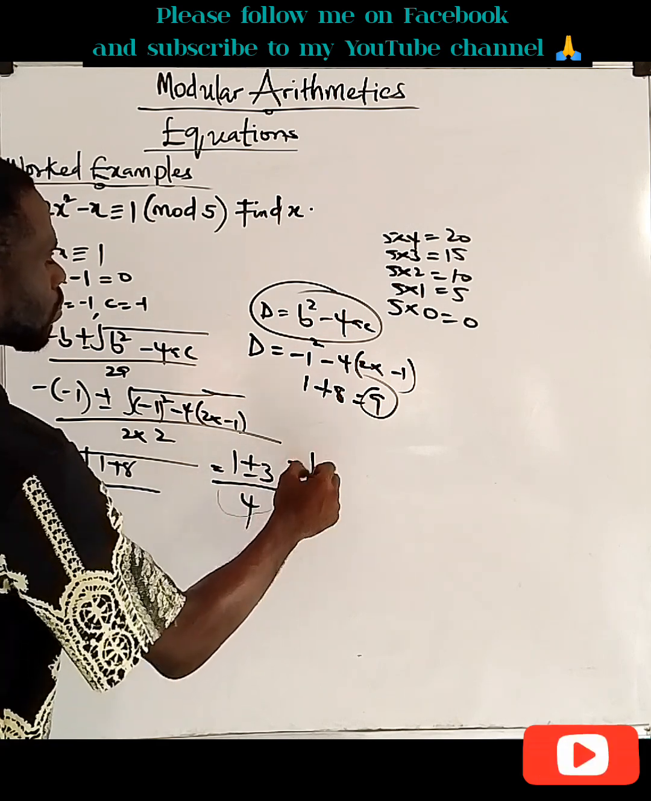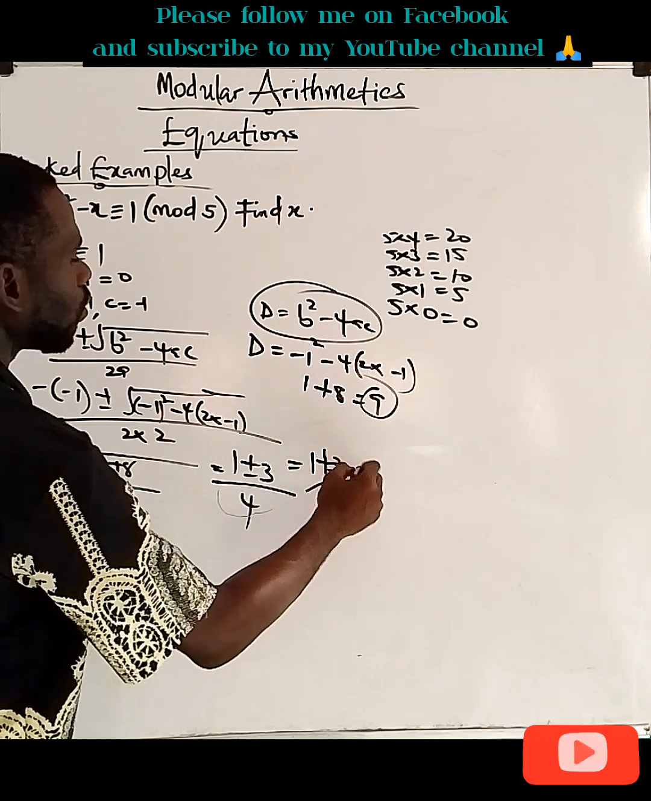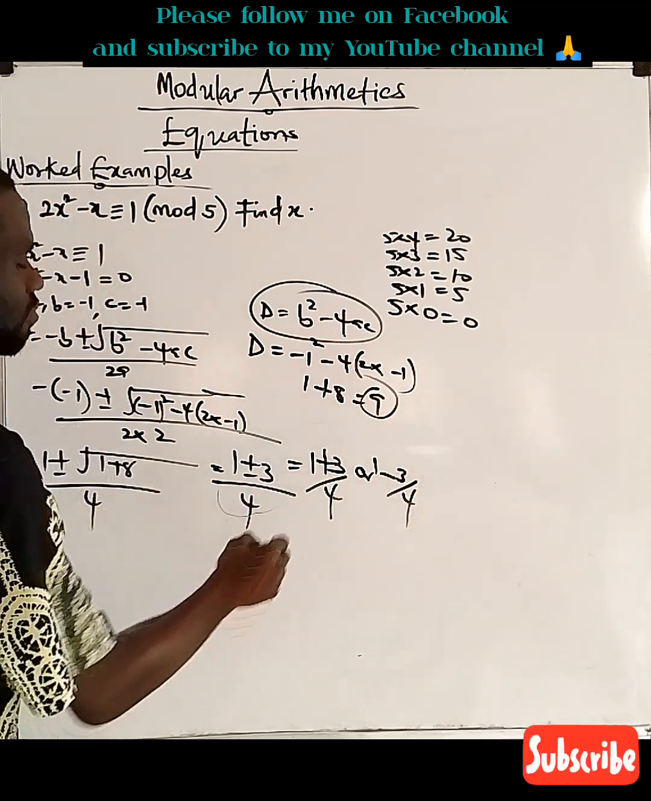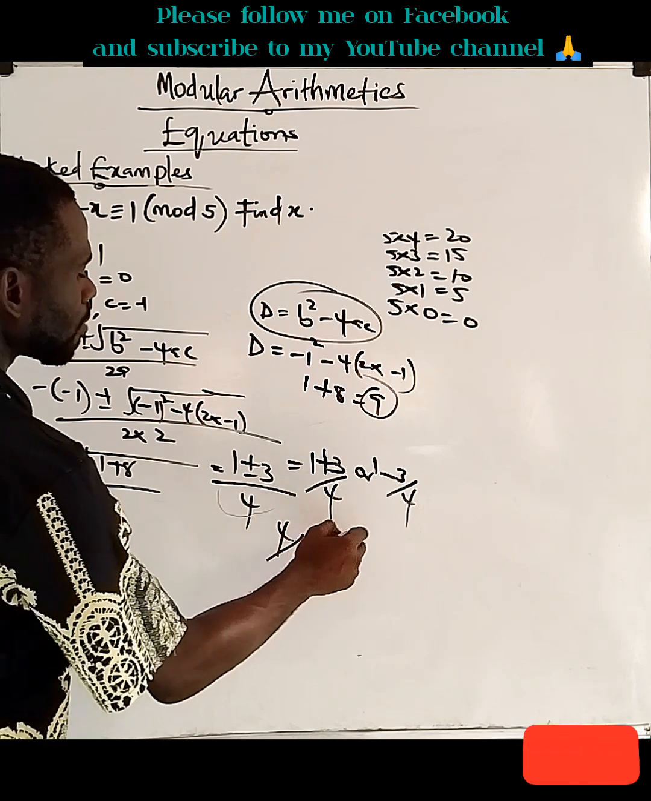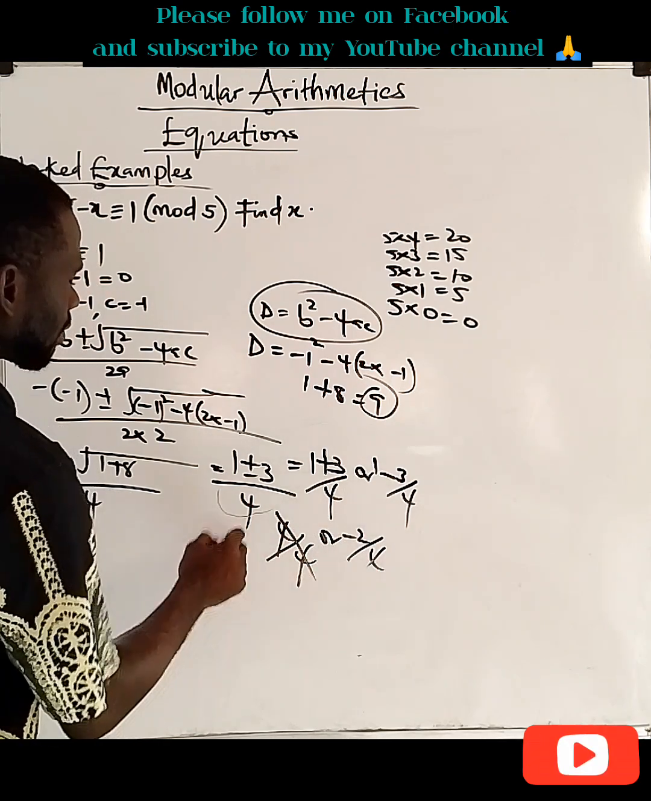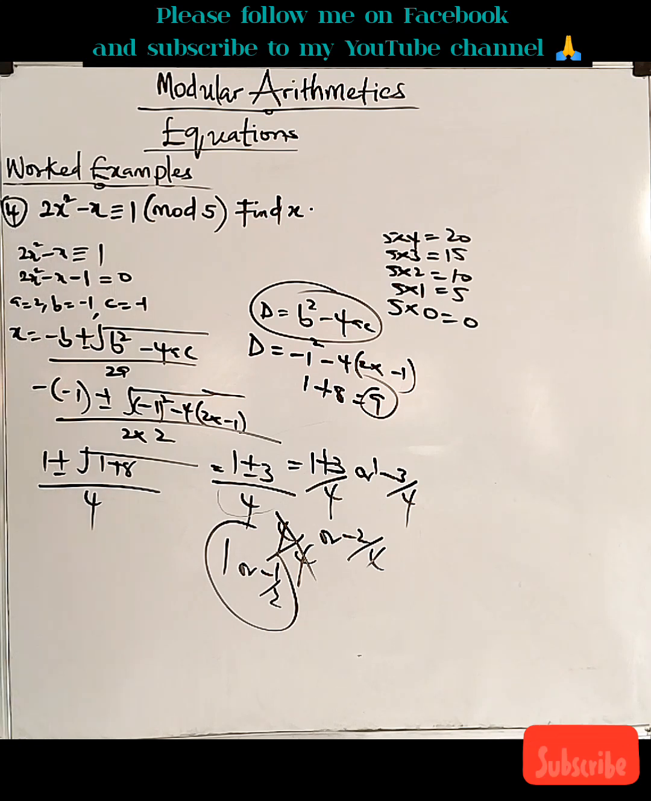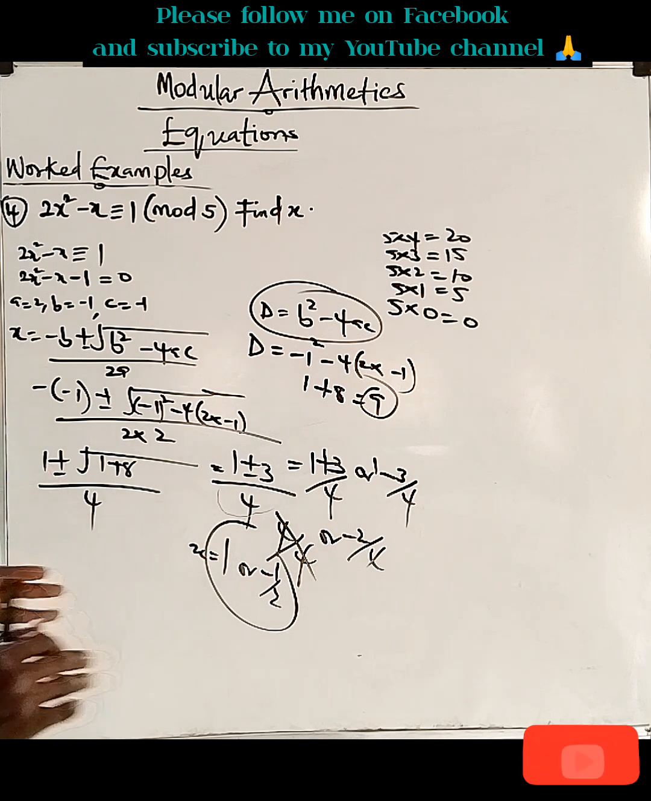That will give us 1 plus 3 over 4, or 1 minus 3 over 4. 1 plus 3 is 4 over 4, or minus 2 over 4. You have 1, or minus 1 over 2. So the value of x is 1, or minus 1 over 2. This is very interesting and short.